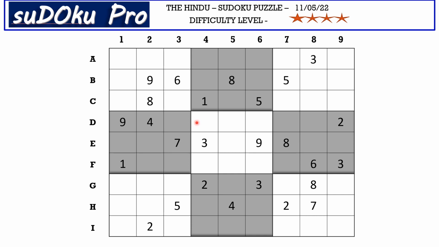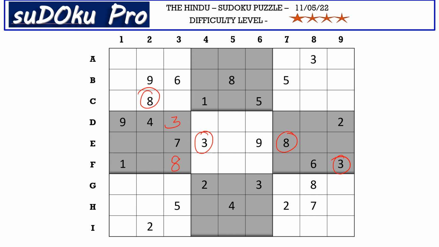Okay, let us start solving this 4-star Sudoku puzzle from today's Hindu newspaper dated 11th May 2022. Please look at this block. This is a fourth block where you have 4 numbers. You have 3 here in E row and 3 here in F row blocking these 2 rows. So 3 goes here in D3. You have 8 here in E row and 8 here in this column 2, which blocks these 3 cells. So 8 goes here in F3.